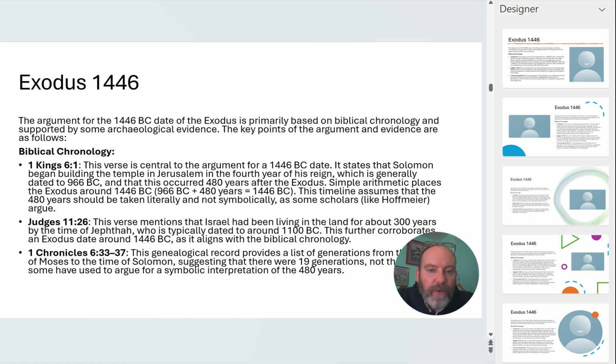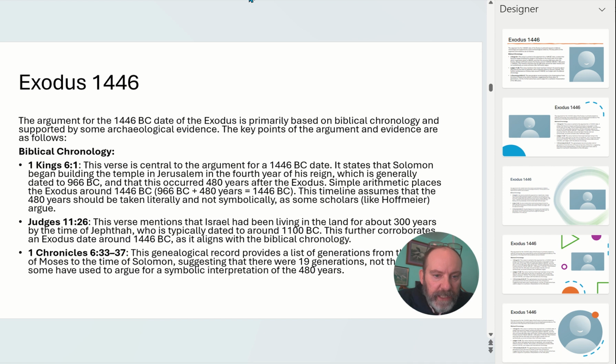So the argument for the 1446 BC date of the Exodus is primarily based on a biblical chronology and supported by some archaeological evidence. The key points of the argument and evidence are as follows. It comes from biblical chronology based on 1 Kings 6:1, and the verse is the central part of this argument for 1446, and it states that Solomon began building the temple in Jerusalem in the 4th year of his reign, which is generally dated to 966, and that this occurred 480 years after the Exodus. So then you get the simple math. You back up into 1446 BC. From there, you can deduce that the conquest of the land would then begin 40 years later in 1406.